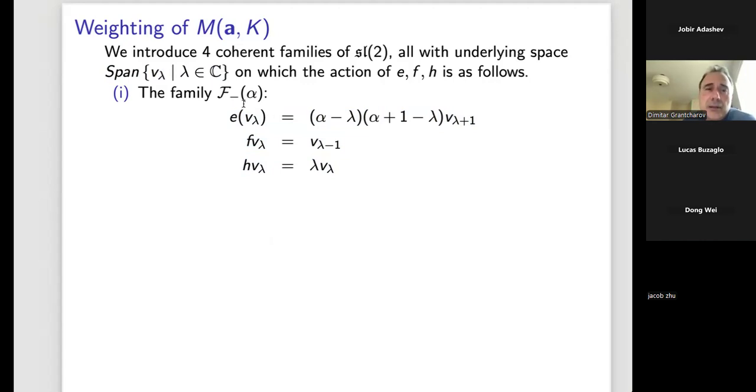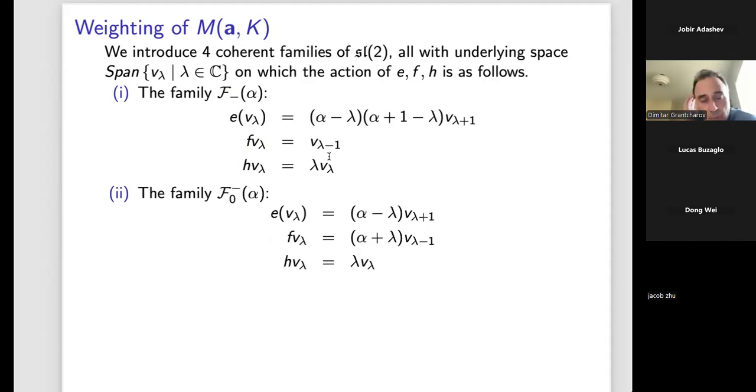And this F minus somehow stands for the negative root element acting injectively. Then we have one special family where both E and F are not injective, so they do have kernels. This, in a way, is related to a representation in terms of differential operators that I gave earlier. So, but you can give a differential operator presentation of this family.